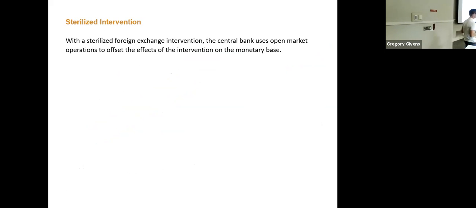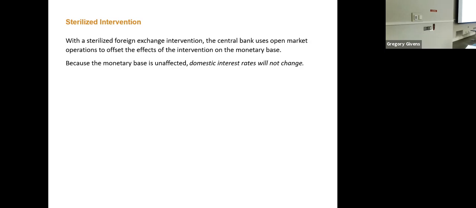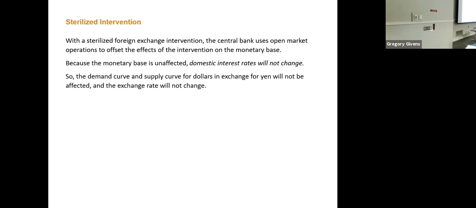Okay, so the last two examples that I did were of an unsterilized foreign exchange market intervention. As we have seen, though, in this class today, with a sterilized foreign exchange intervention, the central bank uses open market operations to perfectly offset the movement in bank reserves created by the purchase or sale of international reserves. That is a sterilized foreign exchange intervention, okay? The end result of that is what? That the monetary base is going to be left unaffected. And if the monetary base is left unaffected, at least in a corridor system, domestic interest rates will not change. And if domestic interest rates will not change, supply and demand for dollars in exchange for foreign currency should not be affected. And therefore, the exchange rate will not change.